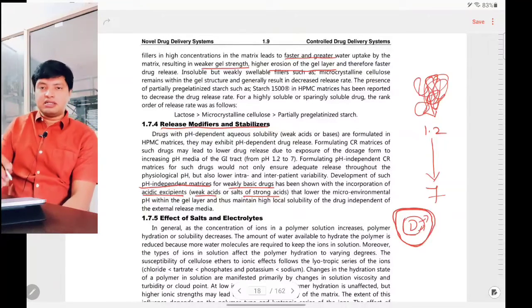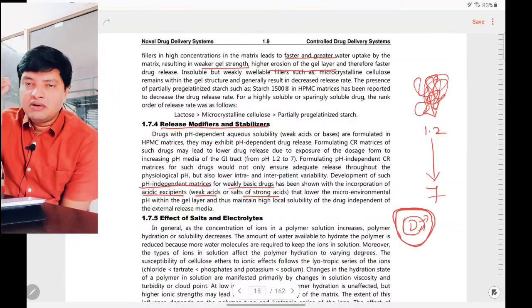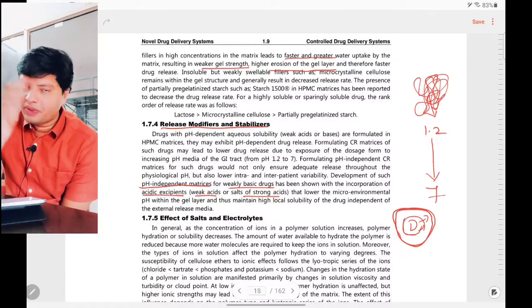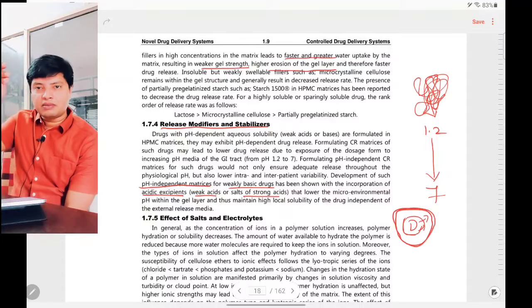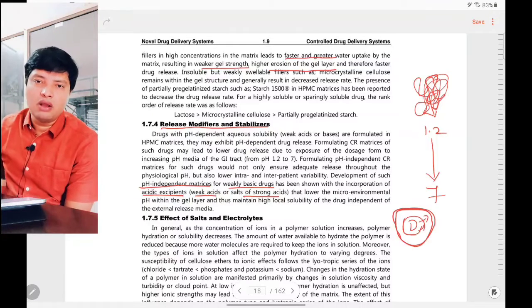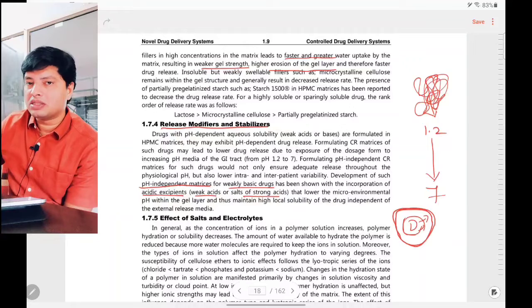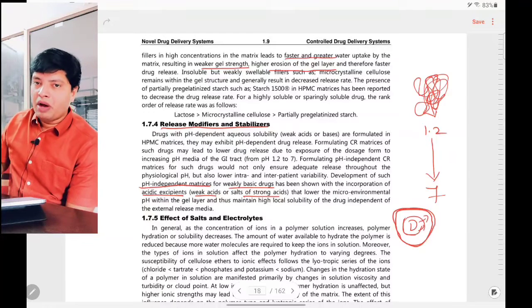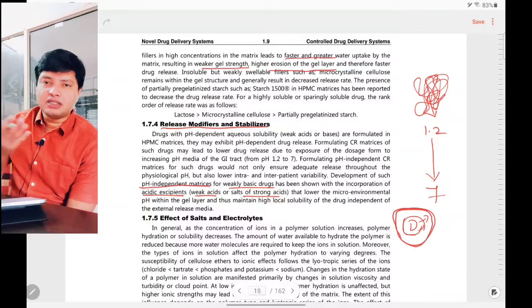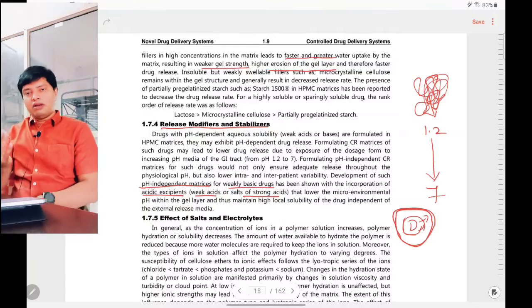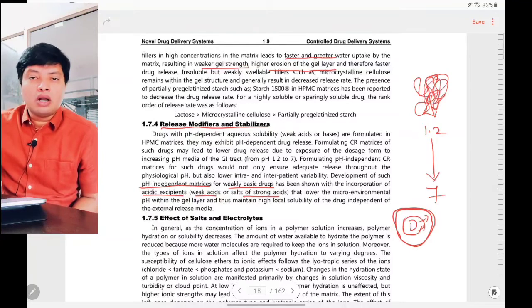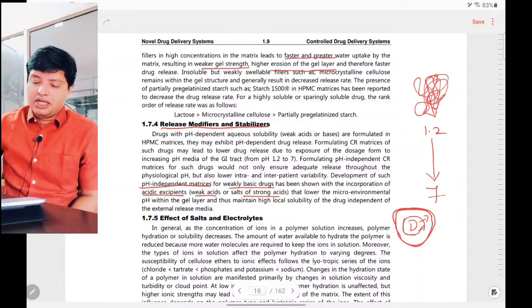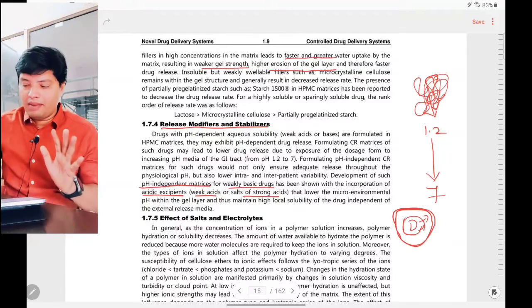I am talking about weakly basic drugs, because initially in our GIT the pH is 1.2, acid and base will form salt and there will be more release, but as the tablet passes through the GIT till the colon, the pH keeps on increasing to basic pH, the drug is also basic, and there will be no ionization, and there is a chance that the drug will not come out from the formulation. That I don't want to happen.